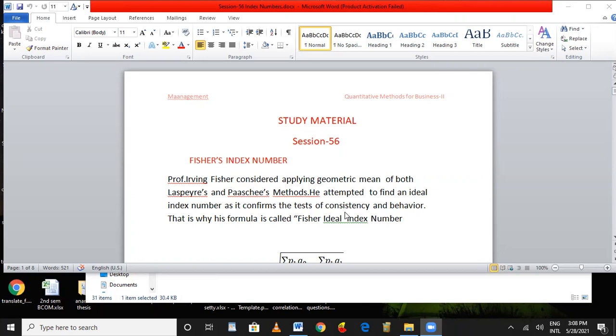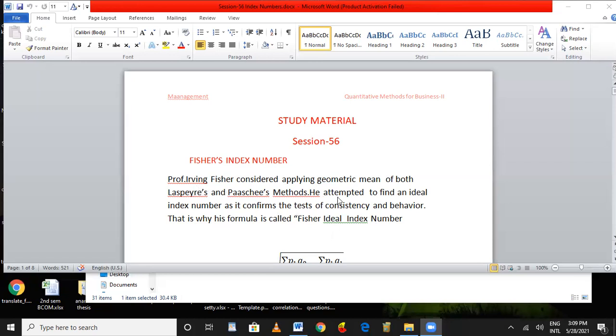There are two tests: the time reversal test and the factor reversal test. These two tests are satisfied by Fisher's index number. That is why it applies the geometric mean, and it satisfies both the time reversal test and the factor reversal test. So that is why his formula is called Fisher's ideal index number. This is the reason why we call the index number given by Professor Irving Fisher the ideal index number.